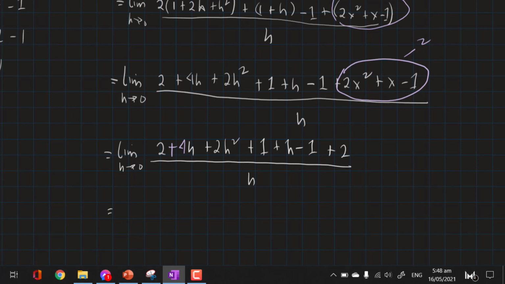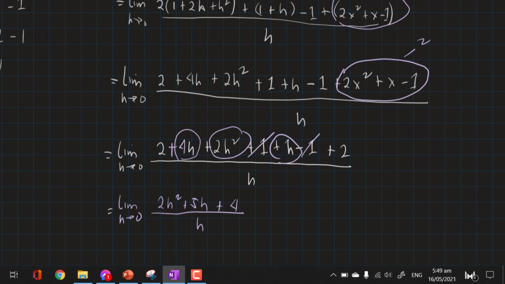And then, combine natin yung mga similar terms. Okay? So, unahin natin isulat yung 2h squared. The limit of 2h squared. Wala naman siyang kapareho. Yung 4h, ito. At saka yung h, pagsamahin natin yan. So, this will become plus 5h. And then, this is 2. 2 plus 2. Itong 1 at negative 1 cancel na to. 2 plus 2 is equal to 4. So, plus 4. All over h. As h approaches 0.